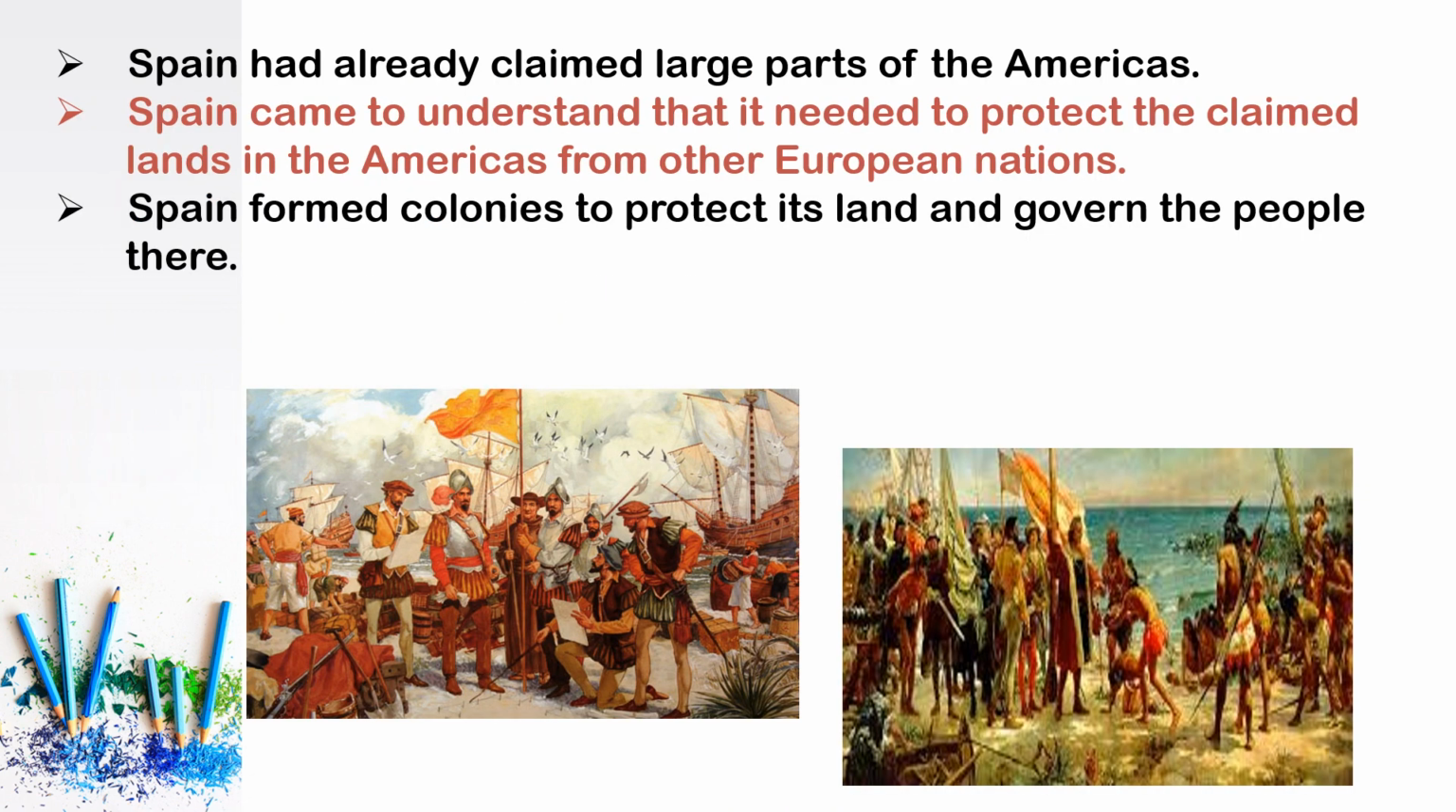Though, grade 5, they already had those large parts of land, they learned that claiming land was not the same as controlling it. What does it mean? They came to understand that Spain needed to protect its lands in the Americas from other European nations. Also, Spain tried to overpower Native American tribes and take their lands. And later, they formed colonies to protect its lands and to govern the people there. Remember, when you see a colony, it is a land ruled by another country.